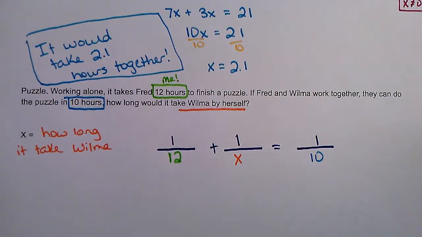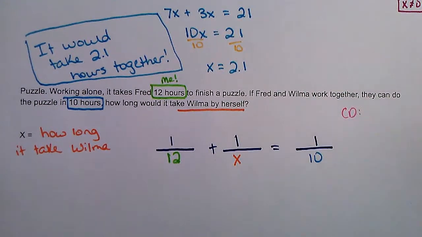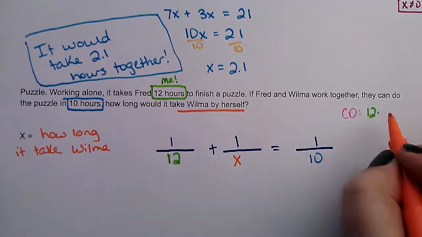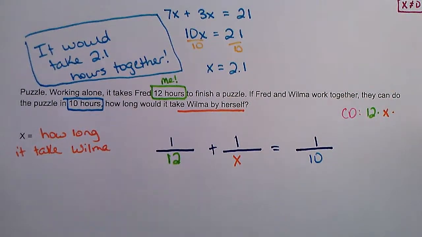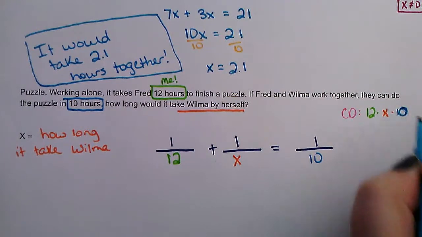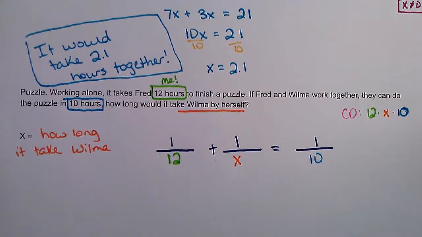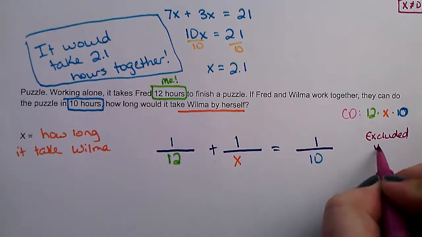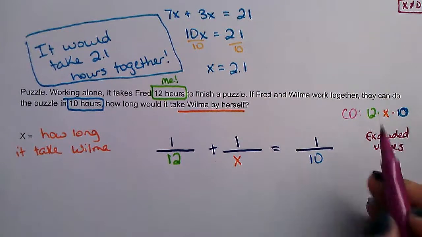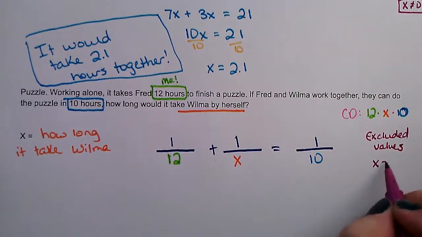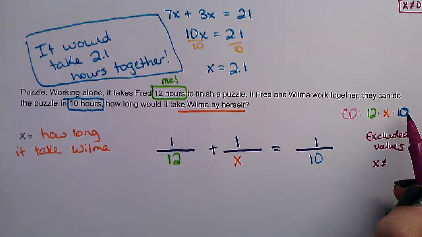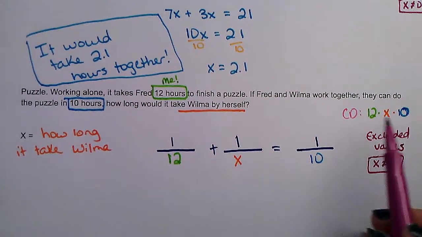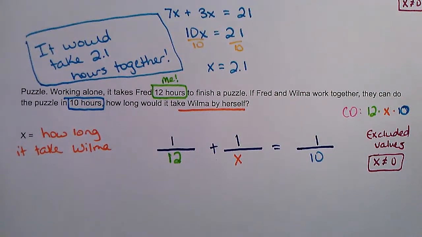Next, we need to figure out what our common denominator is. So our common denominator is still all the pieces. So 12 from the first denominator, X from the second denominator, and 10 from the third denominator, 12X and 10. And then what are our excluded values? Well, let me just give you a little hint. Anytime your common denominator only has multiplication in it, the only way to multiply things together and get 0 is if the X is 0. So anytime you see that there's no plus or minus, your excluded value is 0.